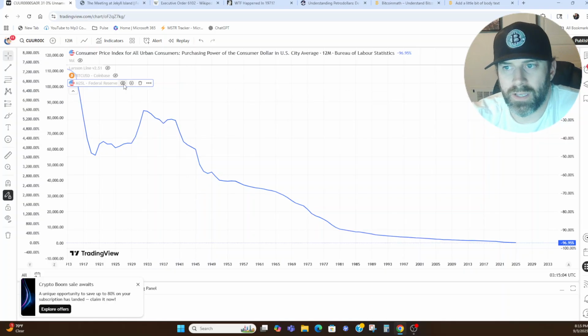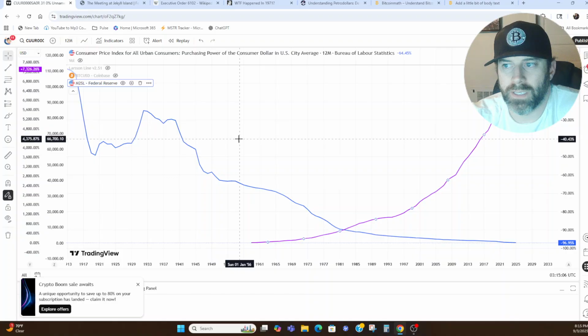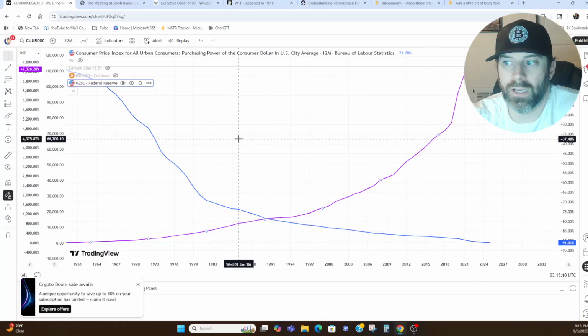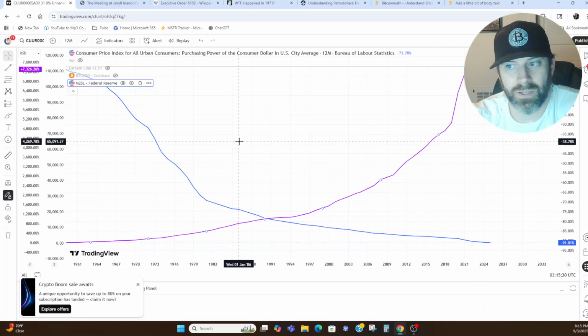So if we look at this and we activate the M2 money supply, we can see here these are inversely correlated. So as the amount of money, dollars in the system goes up, well, the value of the existing dollars goes down. That's just the nature of that relationship.